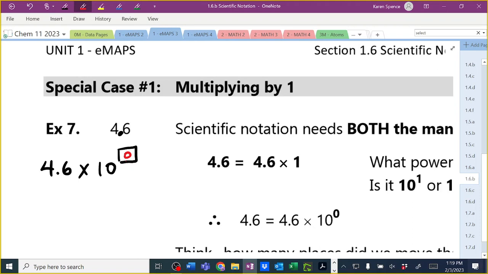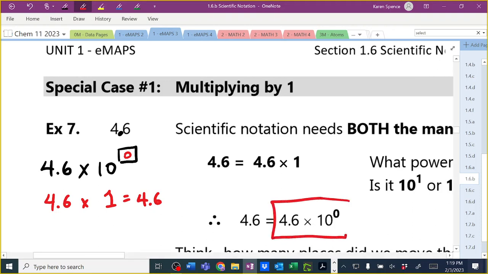The other way to think about it is, what is anything to the 0th power? 1. So that's going to be 4.6 times 1, which is of course equal to 4.6. But if you were asked to write that number in scientific notation, you would actually need to write it as 4.6 times 10 to the 0. So special case there.